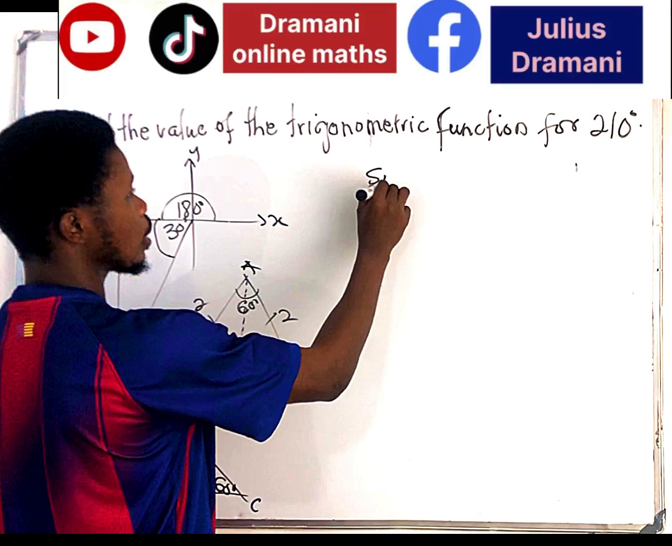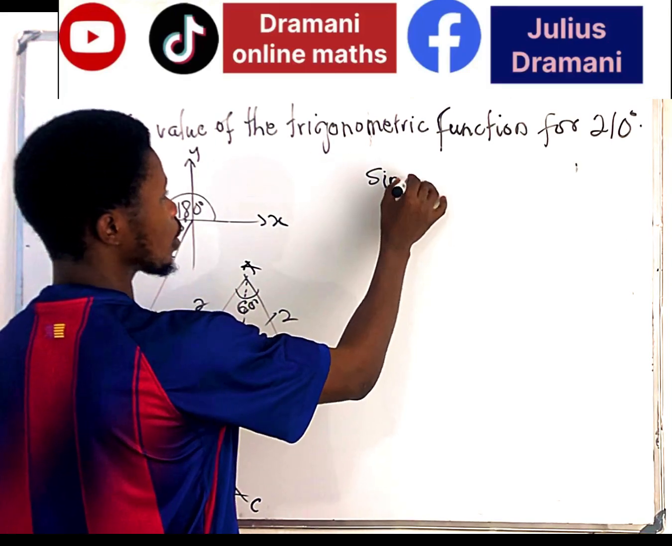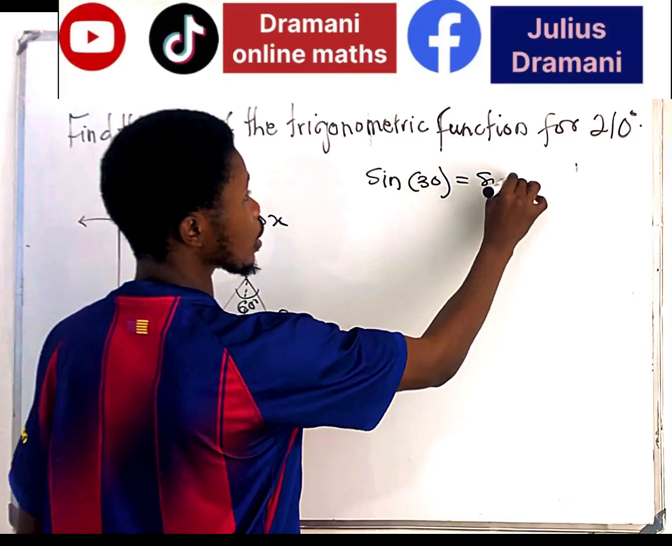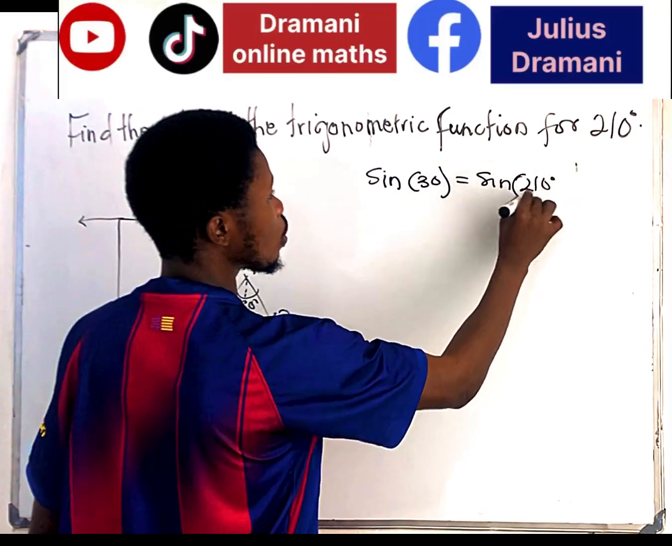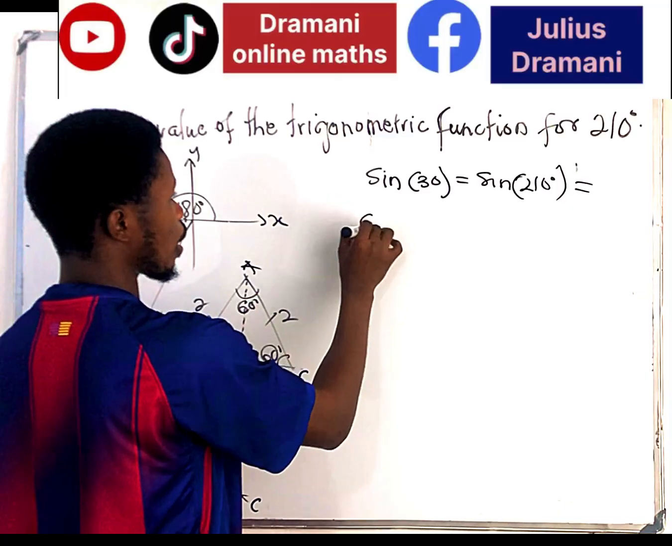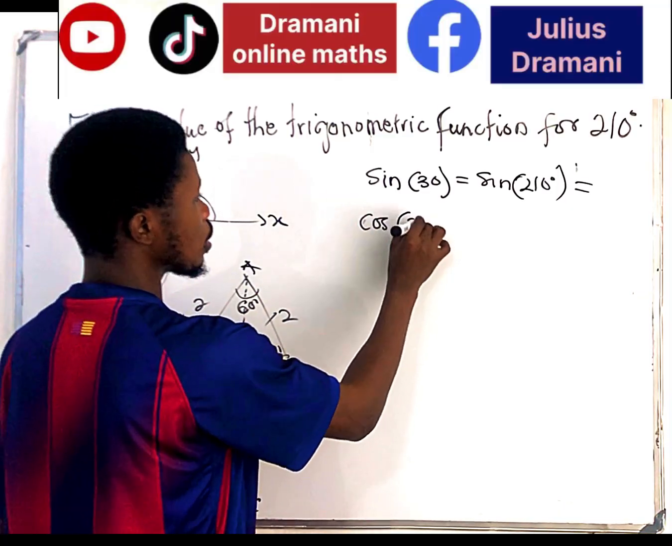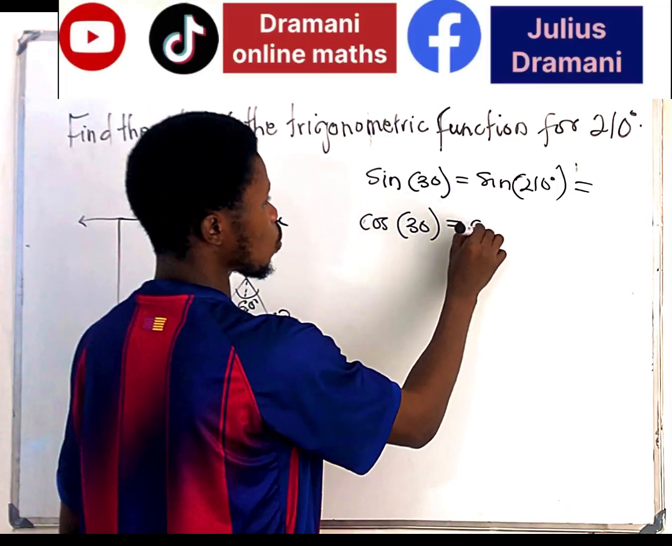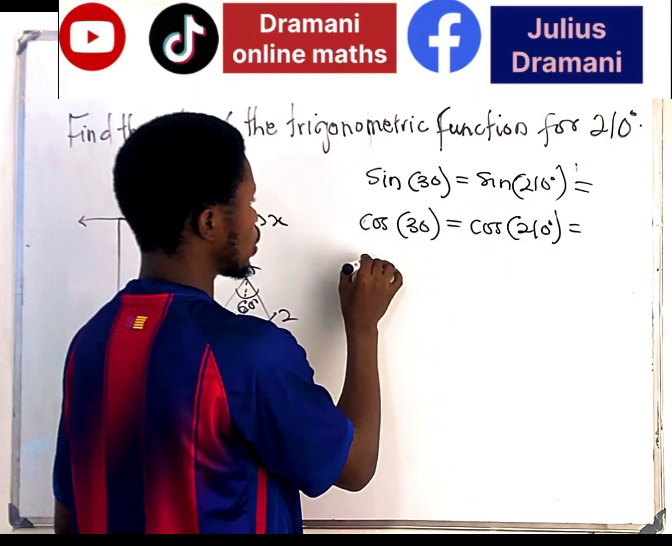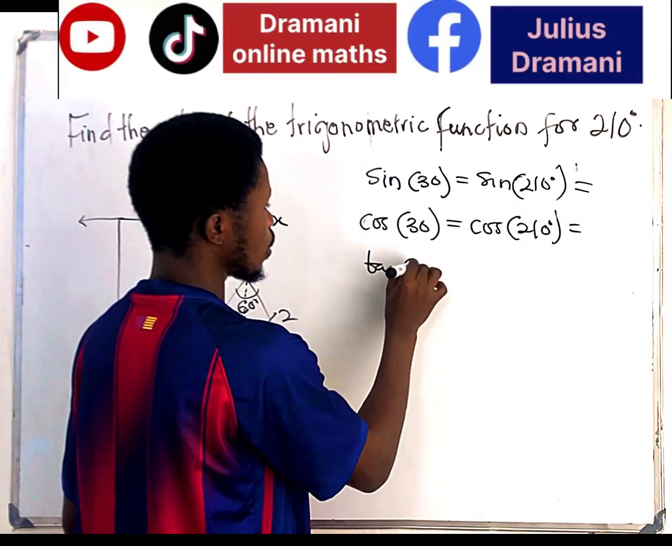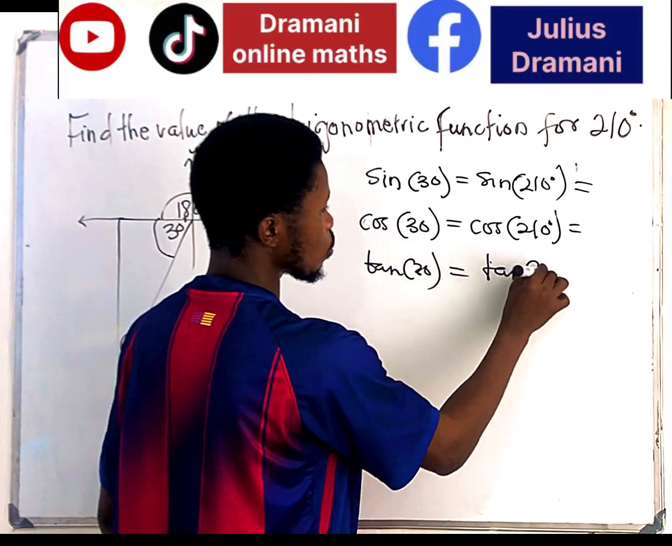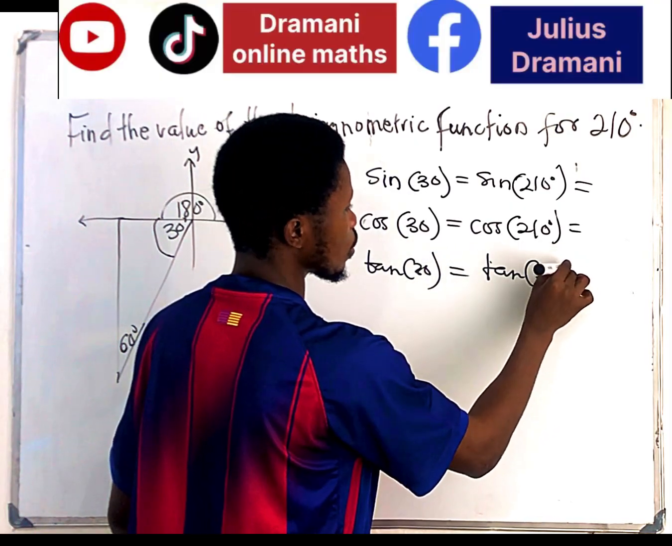So I can have sine 30, which is equivalent to sine 210. Actually, that's what we are looking for. Is that okay? Then I can have cos 30, which is also equivalent to cos 210 degrees. That's what we are looking for. Then tan 30, which will be equivalent to tan 210 degrees.